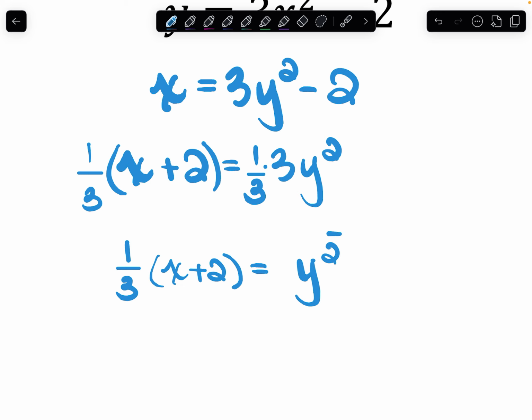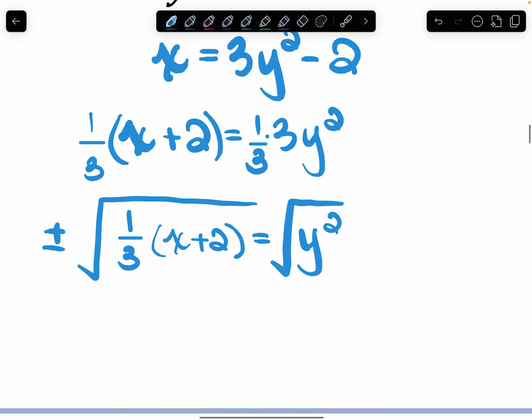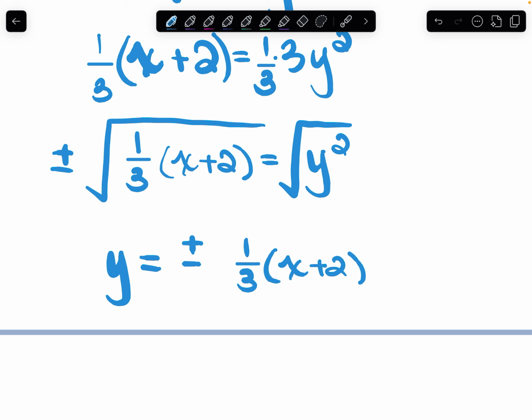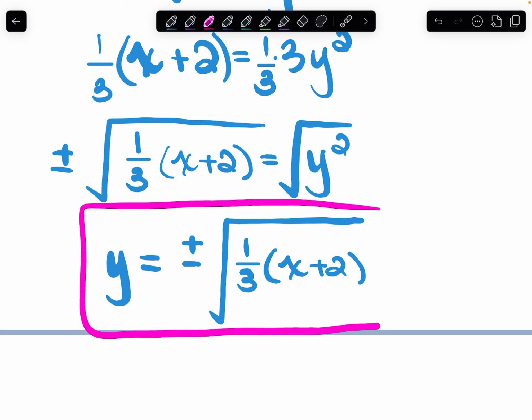Then, in order to remove that exponent, we're going to square root both sides. Remember, you do need a plus or minus. Since we are solving for y, the plus or minus needs to go on the side opposite of the y. I'm going to move y to this side because I think it looks better. We get y equals plus or minus the square root of 1/3 times the quantity x plus 2, which you could distribute. So this is the inverse of a relation.